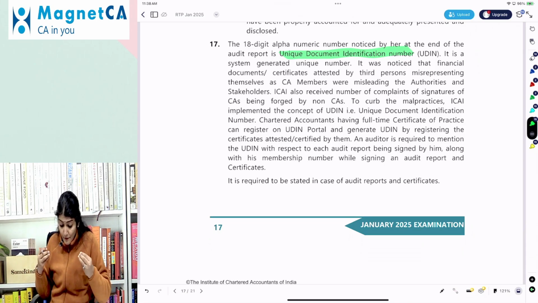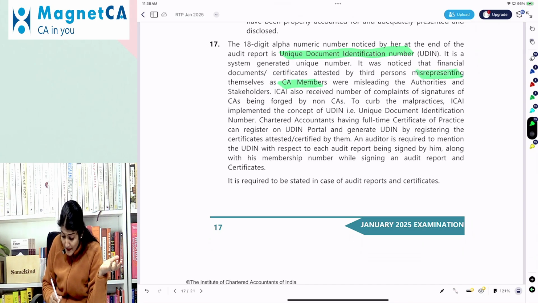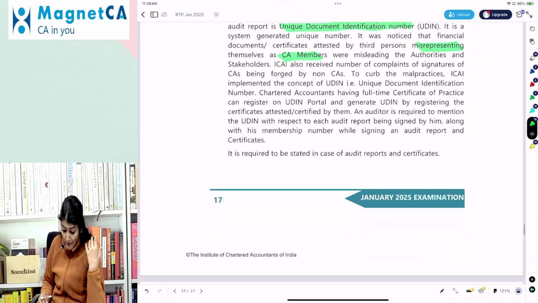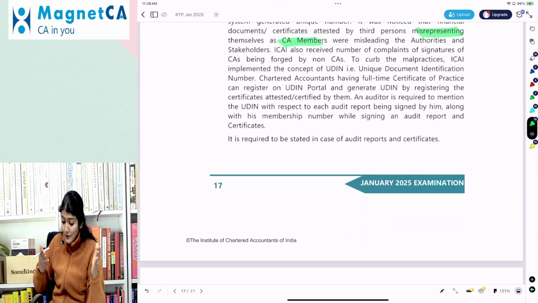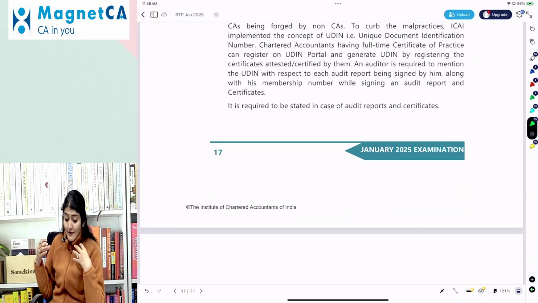It was noticed that financial document certificate attested by third person misrepresenting themselves as CA members was misleading the authorities and stakeholders. ICAI received the number of complaints of signatures of CAs being forged unauthorized by non-CA. To curb the malpractices, ICAI implemented the concept of UDIN, that is Unique Document Identification Number. Chartered accountants having full-time COP can register on the UDIN portal of the ICAI and generate the UDIN by registering the certificates attested, certified by them.